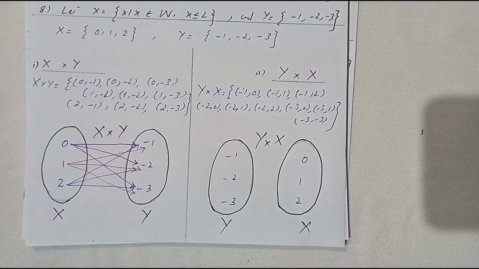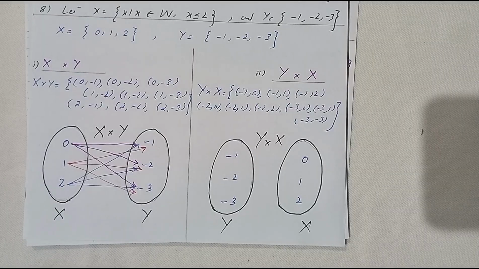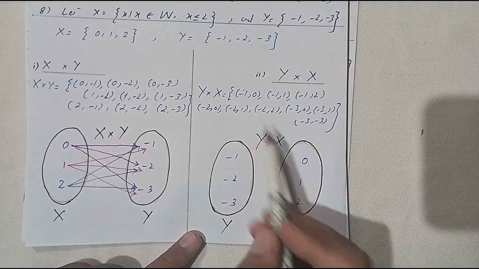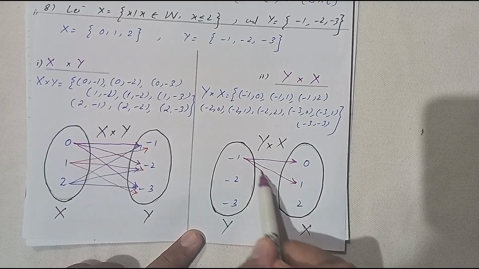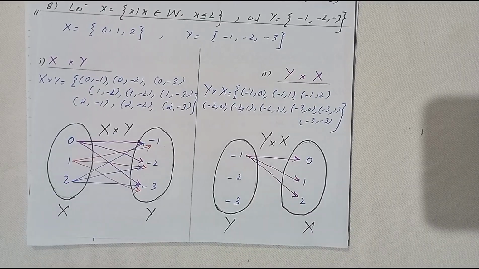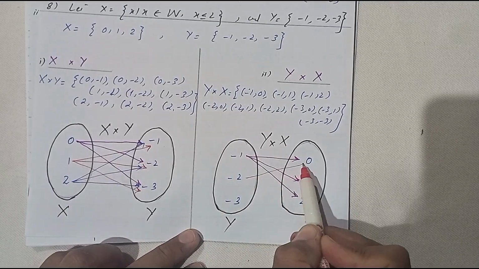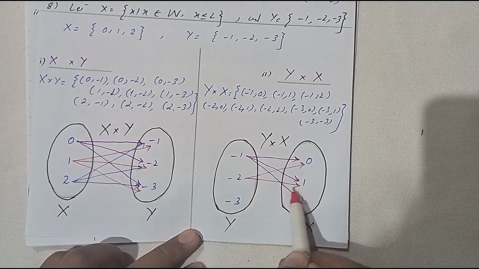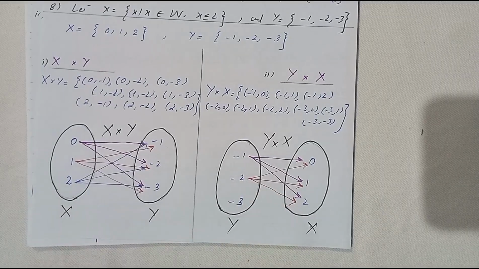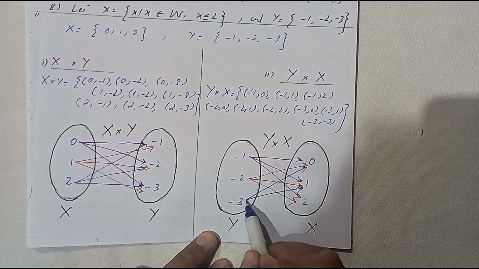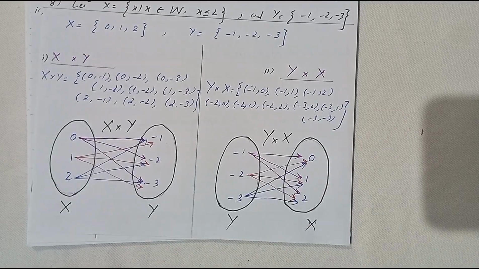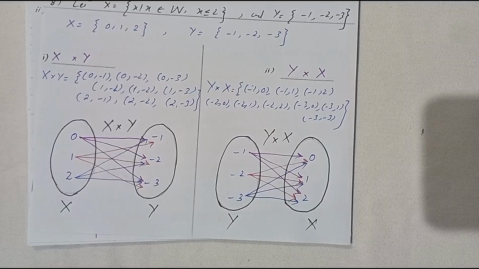Similarly on the second one, first 1 with 0, 1 with 1, and 1 with 2. And in the second one, 2 with 0, 2 with 1, and 2 with 2. And the third one is 3 with 0, 3 with 1, and 3 with 2. So this is the arrow diagram of both the cross products.